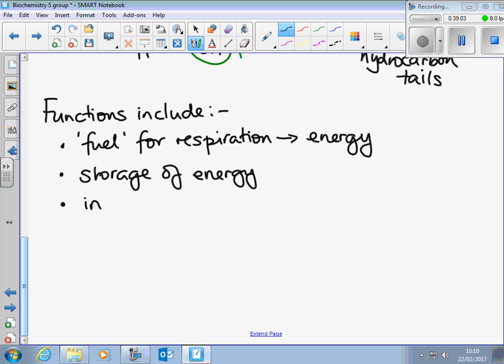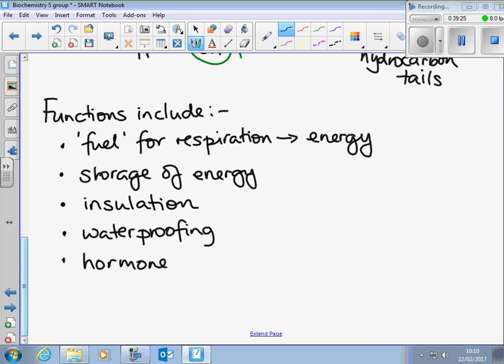Insulation, particularly in animals, and then waterproofing, sort of across animals and plants. Not sure about other things. And then hormones. Off the top of my head, I can't think of anything else at the moment, so that's why I put include.